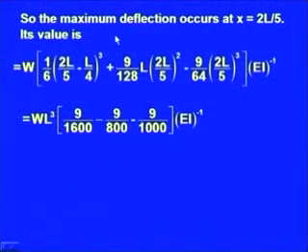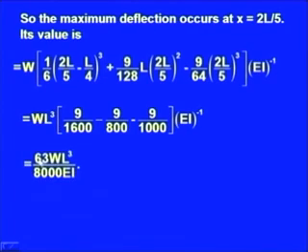The value of the maximum deflection y at x equal to 2L/5 is then given by W into 1/6 (2L/5 - L/4) whole to the power 3, plus 9/128 into L (2L/5) whole square, minus 9/64 (2L/5) whole cube, into 1 over EI. After simplification, the value of this expression comes out to be 63 W L cube over 8000 EI.